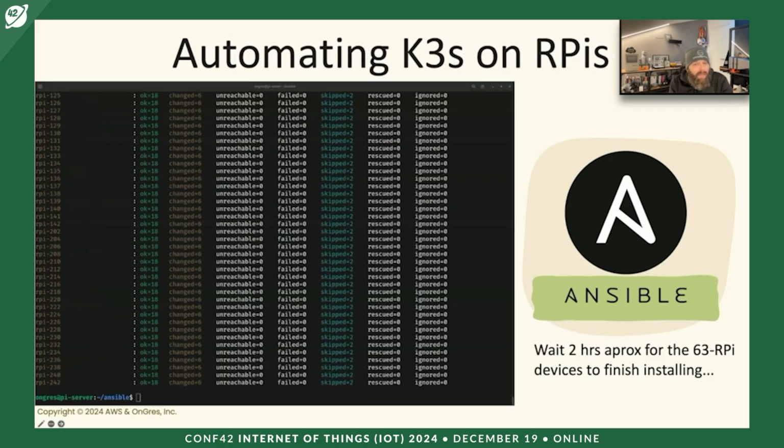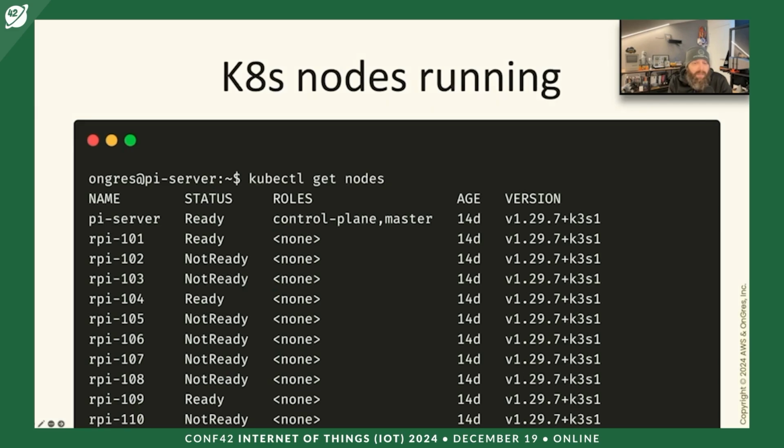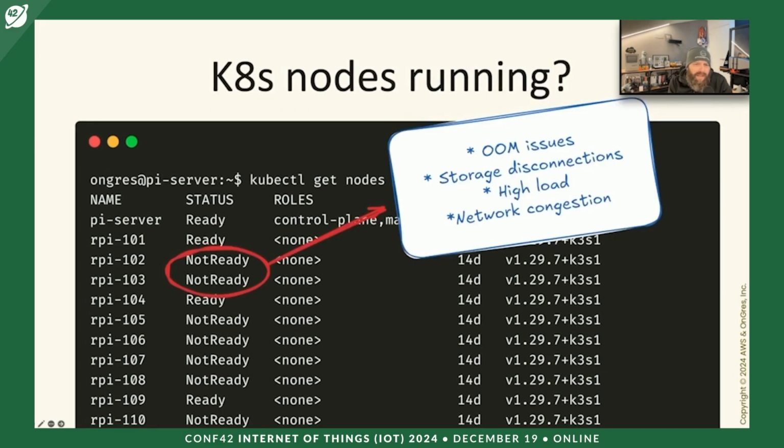We got everything deployed, but if we run kubectl get nodes, we see that we have several that are not ready. They were flapping, and we were seeing a lot of this happening. We found out-of-memory issues, storage disconnections, high load, and network congestion happening. Also, at the beginning, we found that the USB charger that was providing the power to the Raspberry Pi was not working properly, and we had to replace it. It took us some time to find that it was the charger that was causing all the problems.